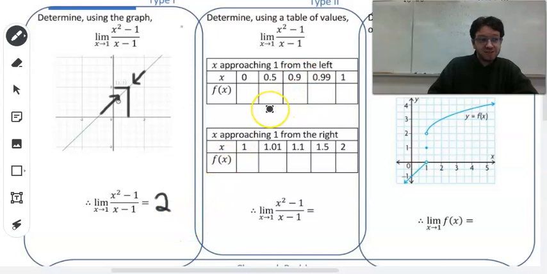We can do a table of values to show the same thing. We can sub in 0 and slowly approach 1 from the left. If we sub in 0, you get negative 1 over negative 1, which is just 1. If you sub in 0.5, you'd get 1.5. If you sub in 0.9, you'd get 1.9. If you subbed in 0.99, you'd get 1.99. The interesting thing is, if you sub in 1, see what's going to happen. On the denominator, 1 minus 1 is 0. That's undefined. Well, that's interesting.